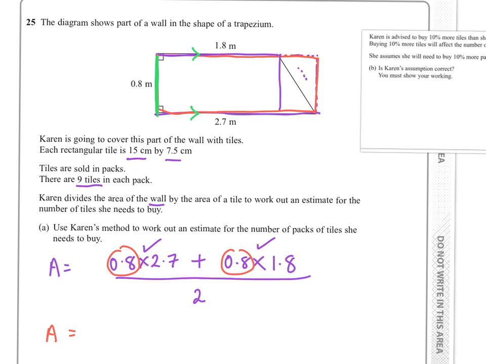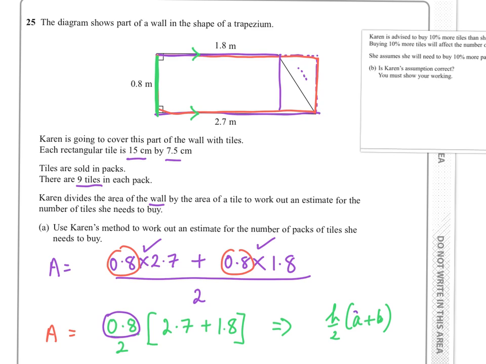So if we look at this, we can bring out 0.8 over 2 as a factor, and then we just have longer length plus shorter length. And the formula of area of a trapezium is something like h over 2 (a plus b). So here we can see the height. A is one of the sides that is parallel and B is the other one.